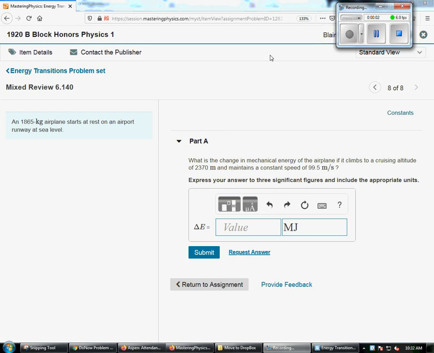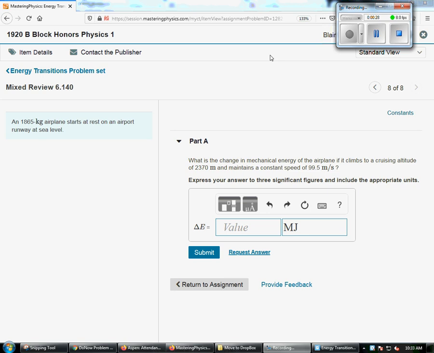Alright. What is the change? This airplane starts at rest at an airport runway at sea level. So I'm going to count sea level as 0 for gravitational potential. What's the change in mechanical energy of the plane if it climbs to a cruising altitude of this and maintains a constant speed of this?